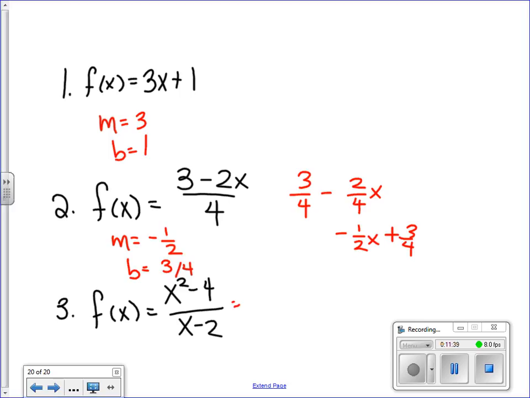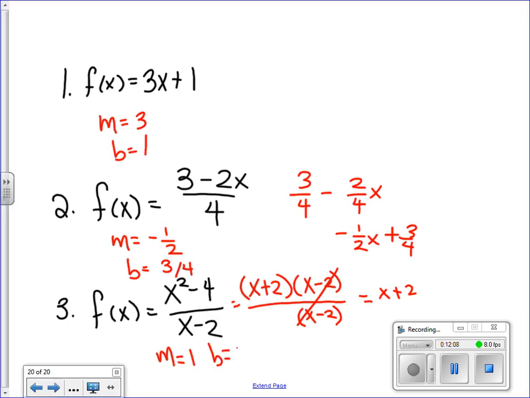What does this factor to? So those cancel out and you're just left with x plus 2. You do have a hole in the graph at 2, but your graph is the linear function x plus 2. So what's your slope? What's your y-intercept? Yep, that's the hole. So when you graph it, it would look like this.